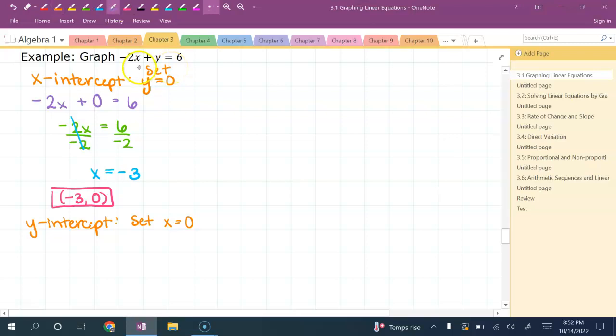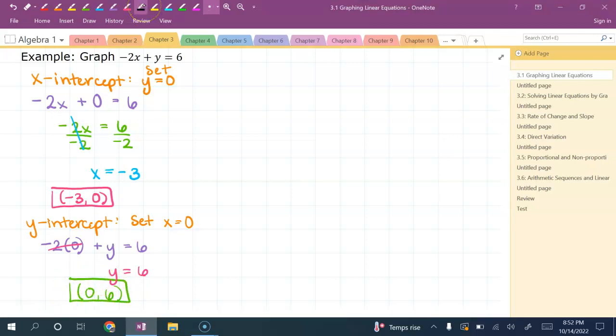So again, in my equation, I've got negative 2x, but instead of x, I'm going to put in a 0. And I always put it in parentheses like that, just to remind you that you're taking negative 2 times 0, and then plus y equals 6. Well, if I take negative 2 times 0, that's gone. And I'm left with y equals 6. And so as a coordinate, the x was 0, and your y was 6. And so there's your y-intercept.